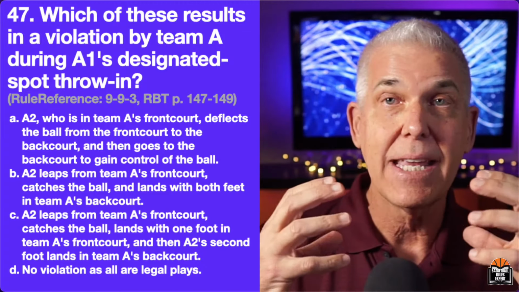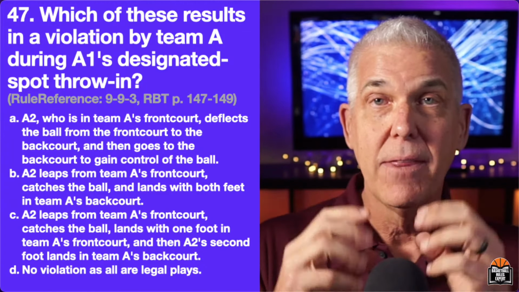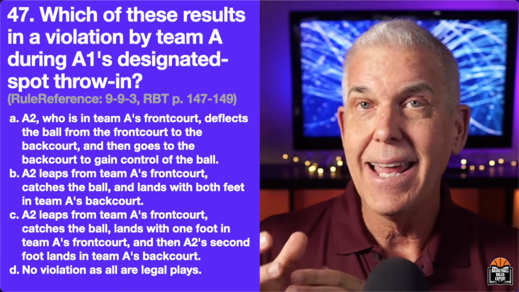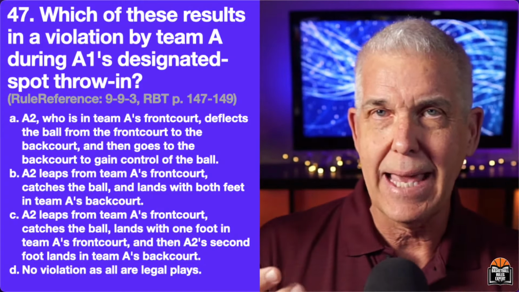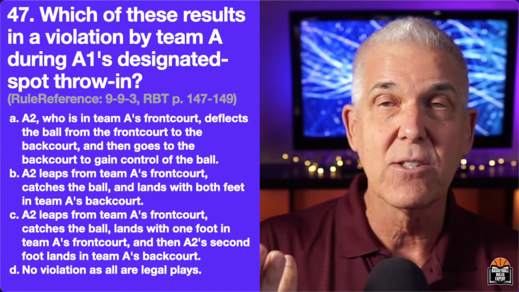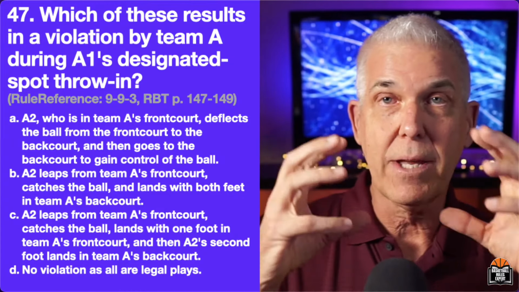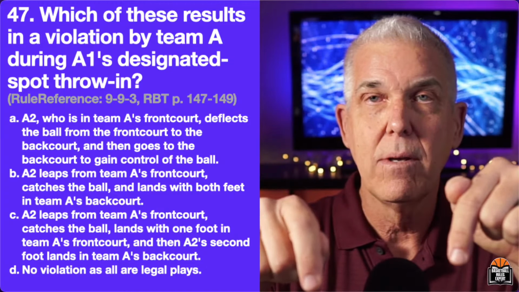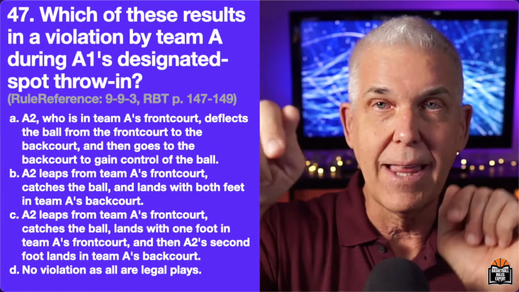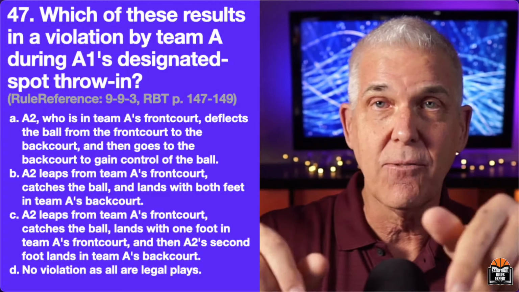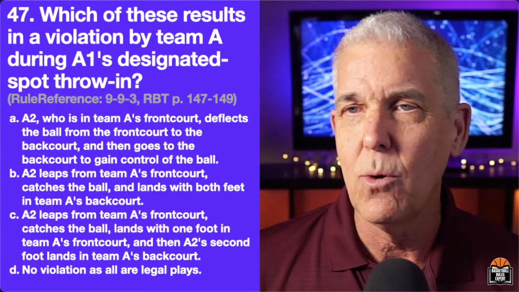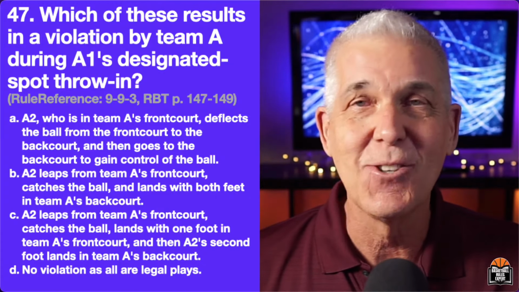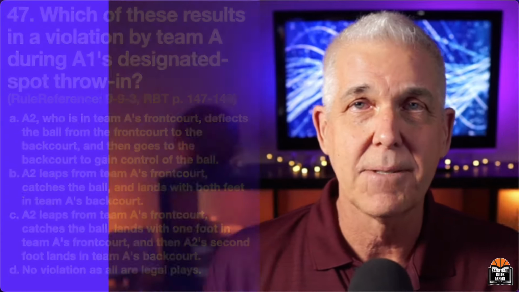And C, A2 leaps from Team A's front court, catches the ball, lands with what? By rule, when a player jumps in the air and catches the ball, they are allowed to land in the backcourt with backcourt status. As long as they make a normal landing, it matters not which foot lands first. They jump from the front court, catch the ball in the air, one foot lands in the front court, one foot lands in the backcourt, legal. One foot lands in the backcourt, then one foot lands in the front court, legal. So our correct answer here, in the end, is D. There's no violation. These are all legal plays.